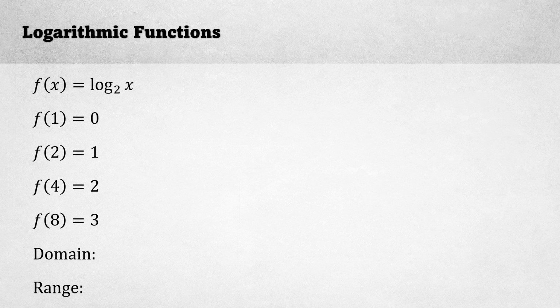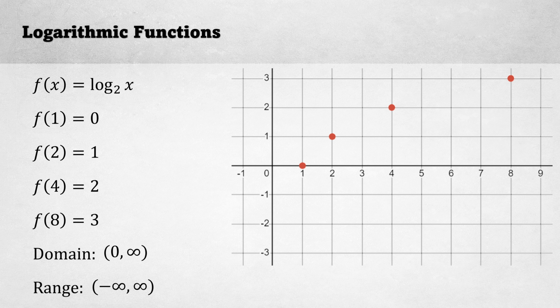We know that logarithmic functions have domain restrictions, that they can only take positive x values. So the domain is 0 to infinity. However, they have no restrictions on their output, so the range is all real numbers. We now plot the points. However, this is not enough to draw the graph.